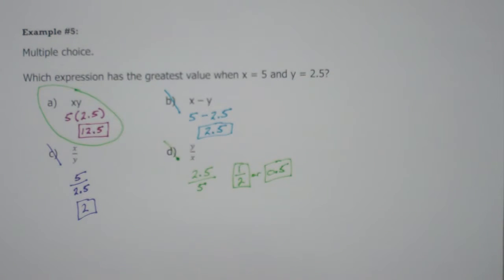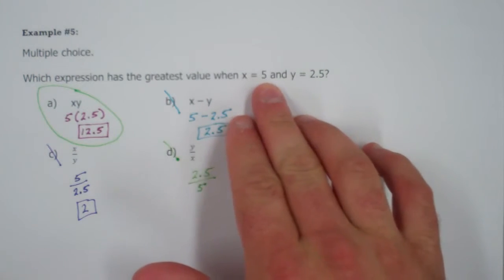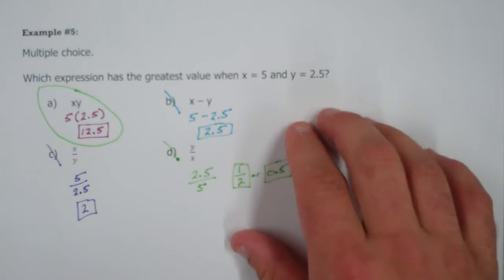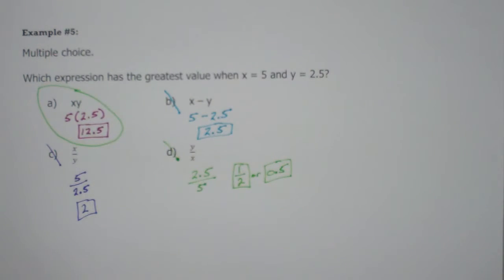X times y in this case, when the values x is equal to 5 and y is equal to 2.5 are true, then part A here, or the expression here in part A, has the greatest value.